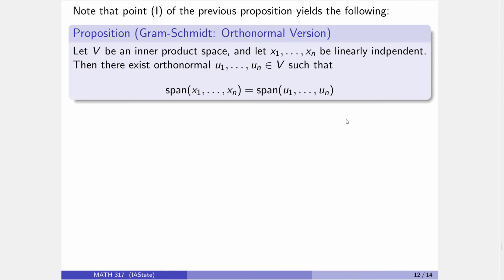Alright, well, let's wrap things up by pointing out that point 1 of the previous proposition ensures that I actually have an orthonormal version of the Gram-Schmidt process, because I can start with a linearly independent list.